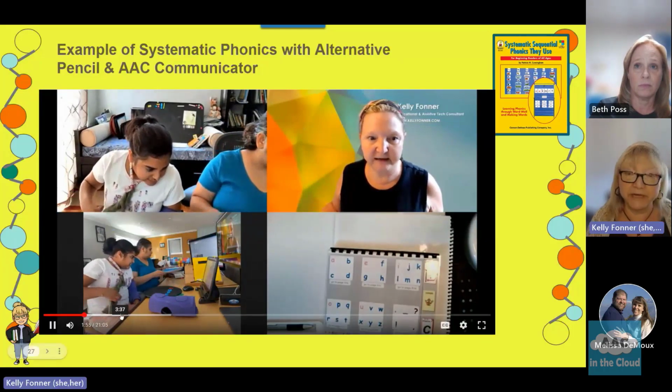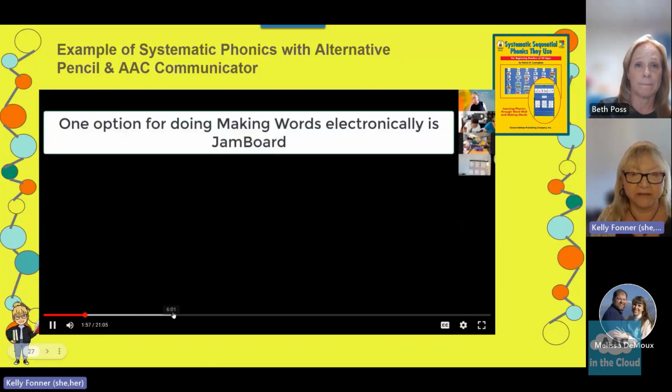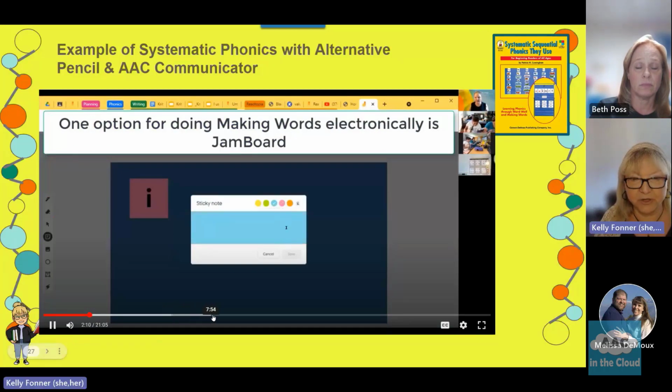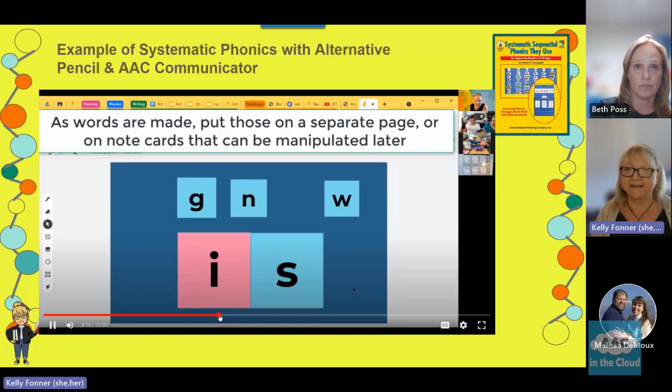So those are the manipulatives that we're going to be working with. I'm going to use the letter I. And I made the letter I in pink because your letter I is in pink. And I use Jamboard for this particular activity. I'm going to scoot us forward here so you can. There you go.